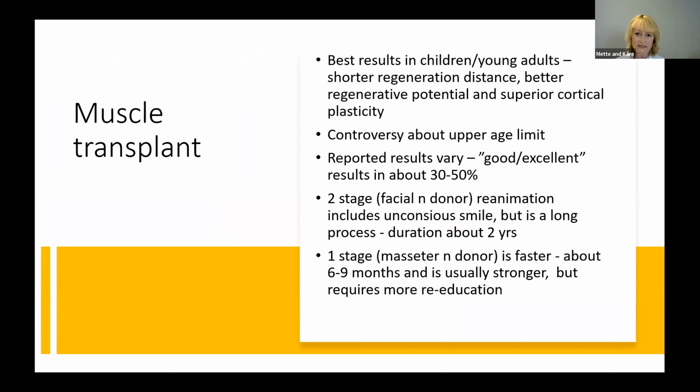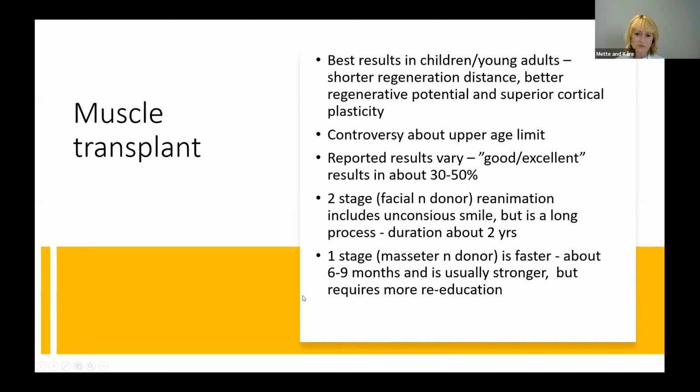If the regional muscle transfers are no longer possible, then you can use muscle transplants. The best results are seen in children or young adults where they have shorter regeneration distance and better cortical plasticity. There's definitely controversy about the upper age limits of at least the 2-stage procedures. And for these, the reported results are good to excellent in maybe 50%. So it means that there are many things, as has also previously been mentioned, that can be suboptimal.